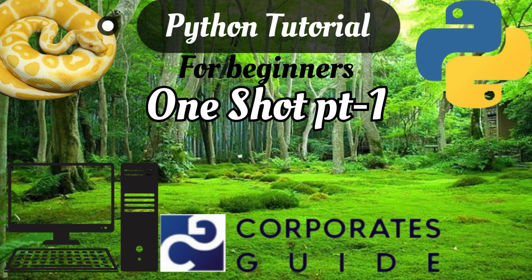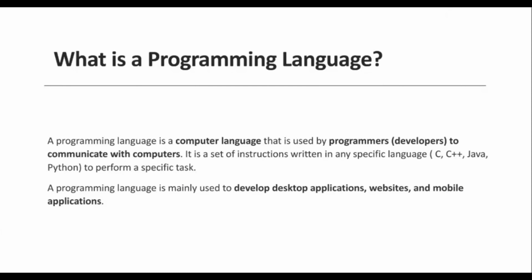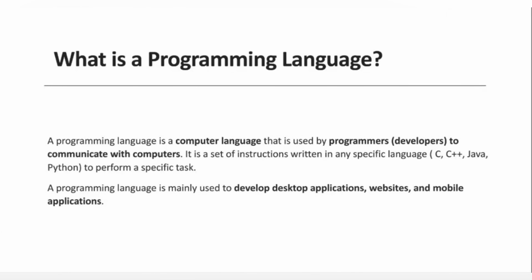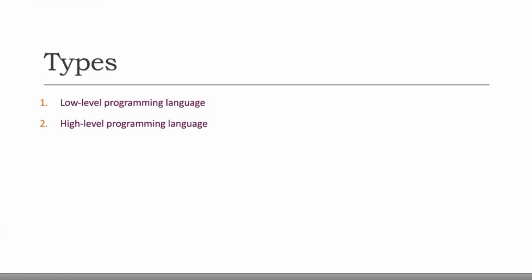Before getting started, we need to know about programming languages. A programming language is a computer language which is used by programmers or developers to communicate with computers. As we all know, there are two types of language: low level language and high level language. Computers only understand low level language, which is difficult for humans to understand. So we use high level language, and computers understand it with the help of compilers and interpreters. Clear?